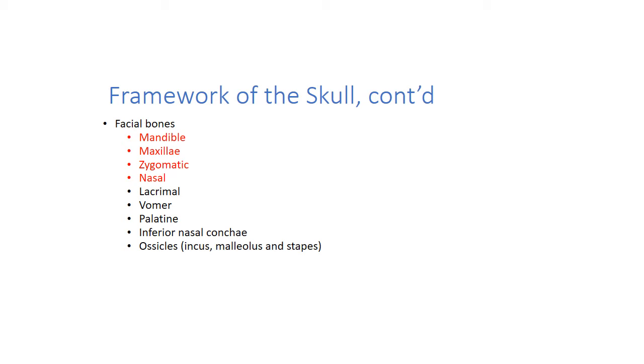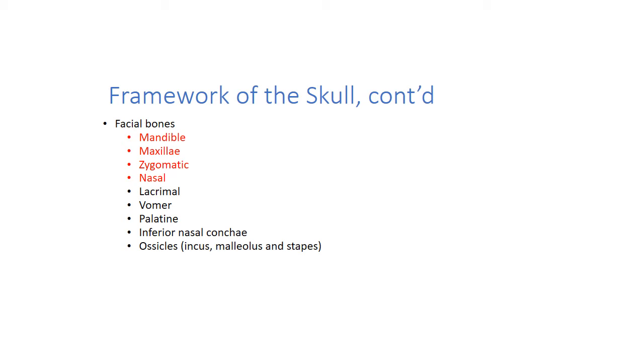The lacrimal bones make up part of the eye sockets, and actually lacrimal means tear producing. And if you notice, the lacrimal bones are actually right about where the tear ducts would be. The vomer bone forms the base of the nasal septum. In other words, the nasal septum is attached to the vomer, and you should note that the nasal septum itself is made of cartilage.